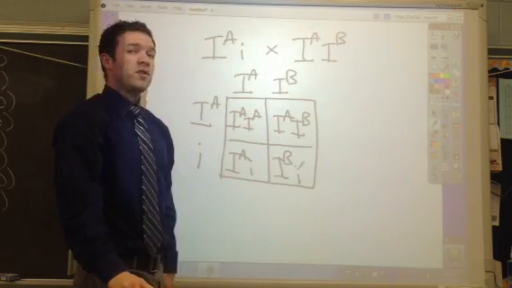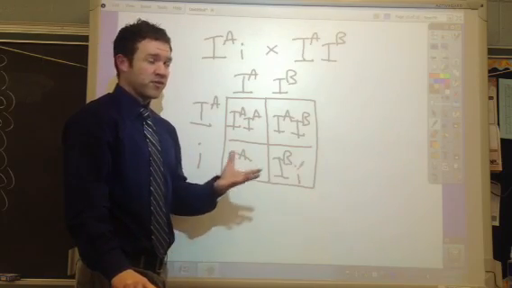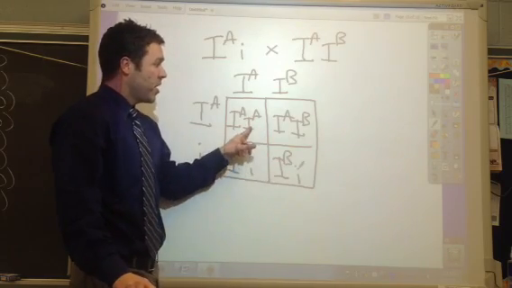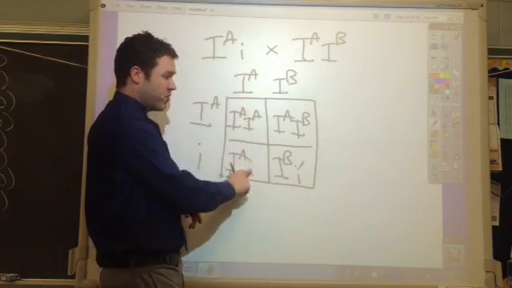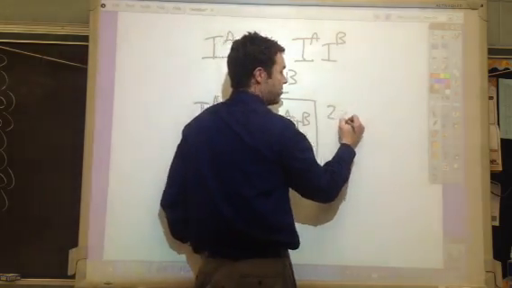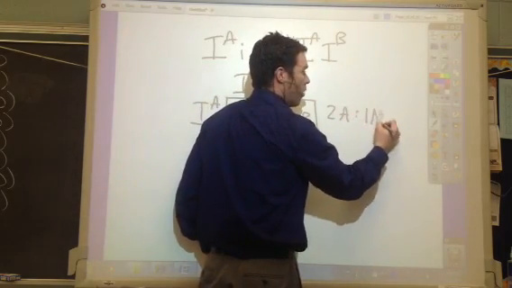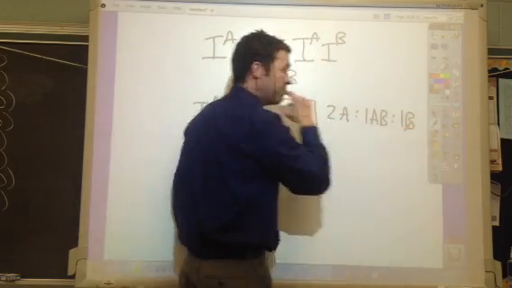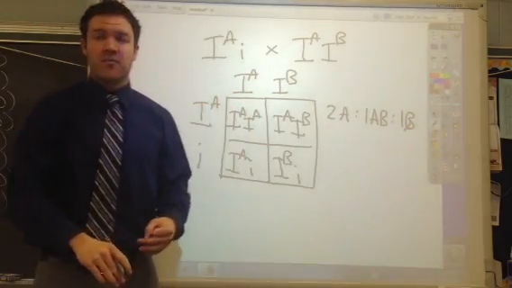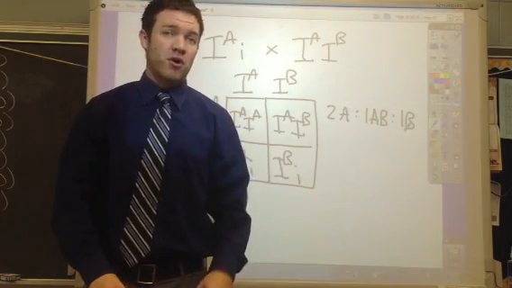genotypically, I have 4 unique genotypes. I generally don't ask for genotypic ratios because I really want to focus more on the phenotypes, but I would look here. I've got 2 that are A blood. Even though they have different genotypes, they're both A. So it's 2 A, 1 AB, 1 B. So those are 3 different Punnett squares that you have to do and be able to really work on tomorrow.